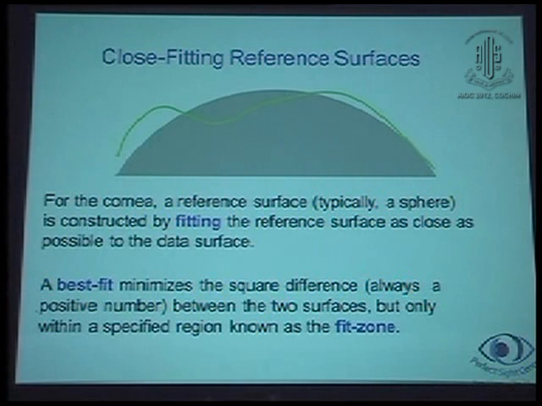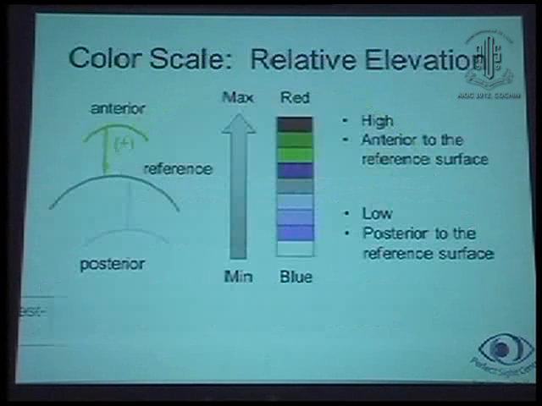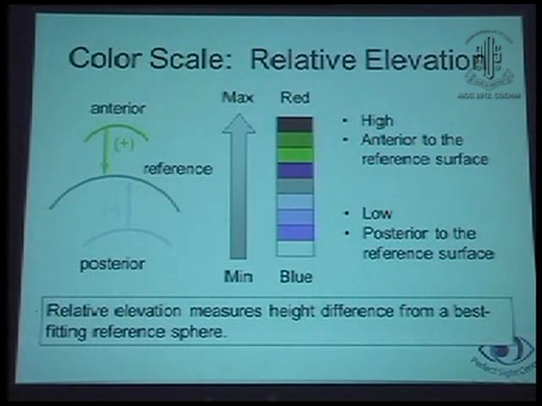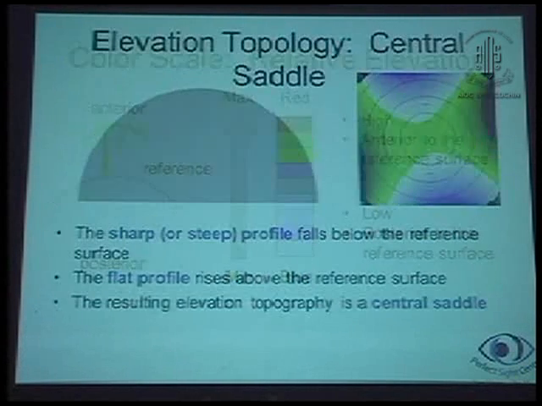Anything lying above will be depicted by warmer colors. Anything lying below that surface would be depicted by cooler colors. So that's what I wanted to say here. Anything higher, anterior, is depicted by warmer colors, the redder colors, and anything cooler will be in the blue zone.